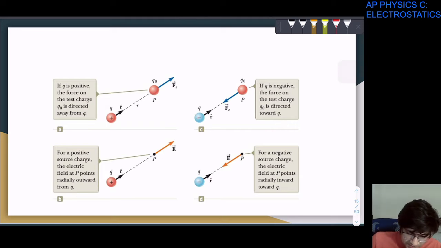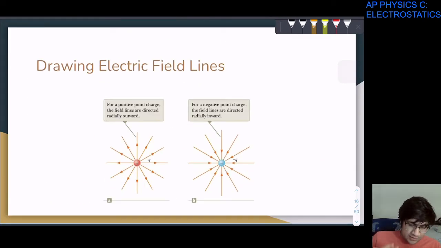Same thing over here. If our source charge Q is negative, then our test charge is going to be attracted, because we usually assume that test charges are positive. Our force is going to point inwards, and we copy that notation when we do electric fields, so our electric field is going to point inward. Okay, so just memorize this. For a positive point charge, the electric field lines go out. For negative, they go in. Positive out, negative in.